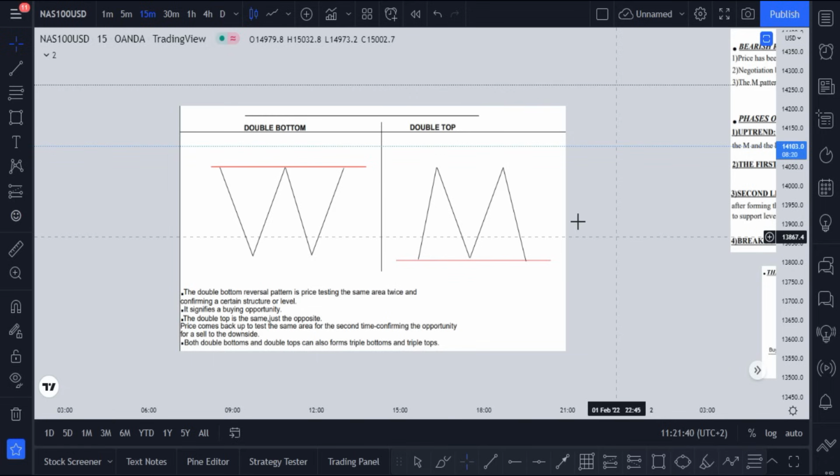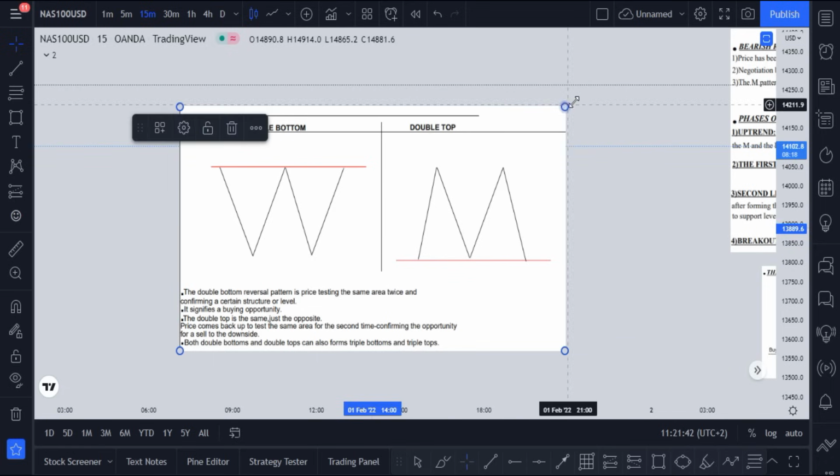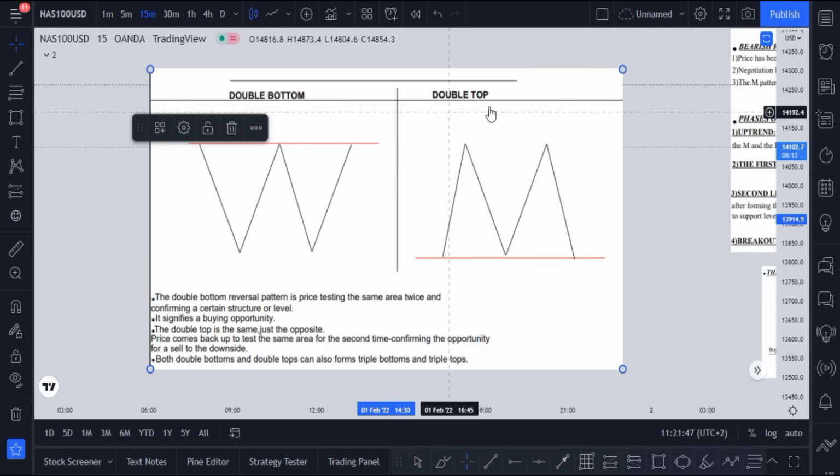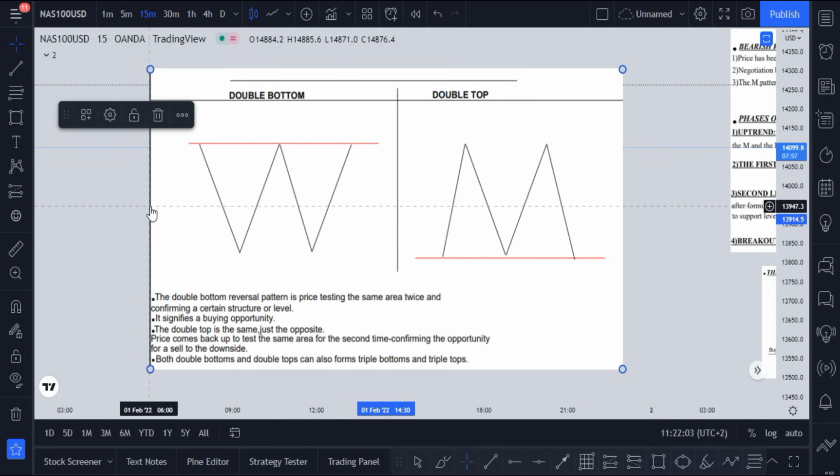So starting off, we're giving you a basic introduction to double bottom and double top for those who are not familiar with this. These are the formations that we're talking about right here. We have the double top, which looks like an M formation, and then we have the double bottom, which looks like a W formation. The double bottom is the opposite of the double top and vice versa. These two patterns are reversal patterns.